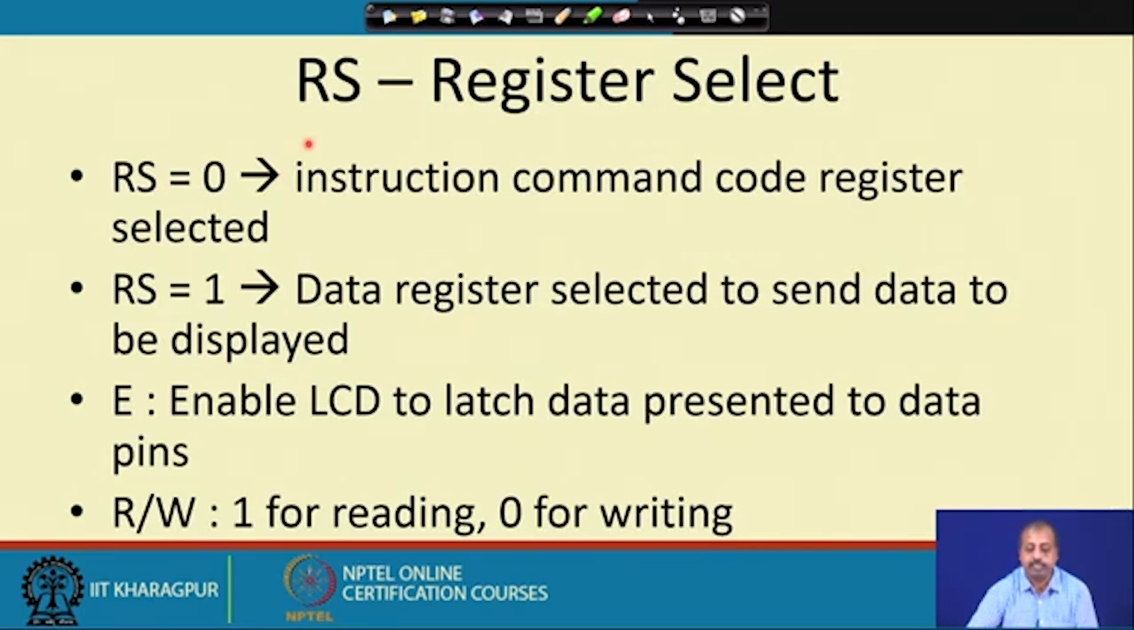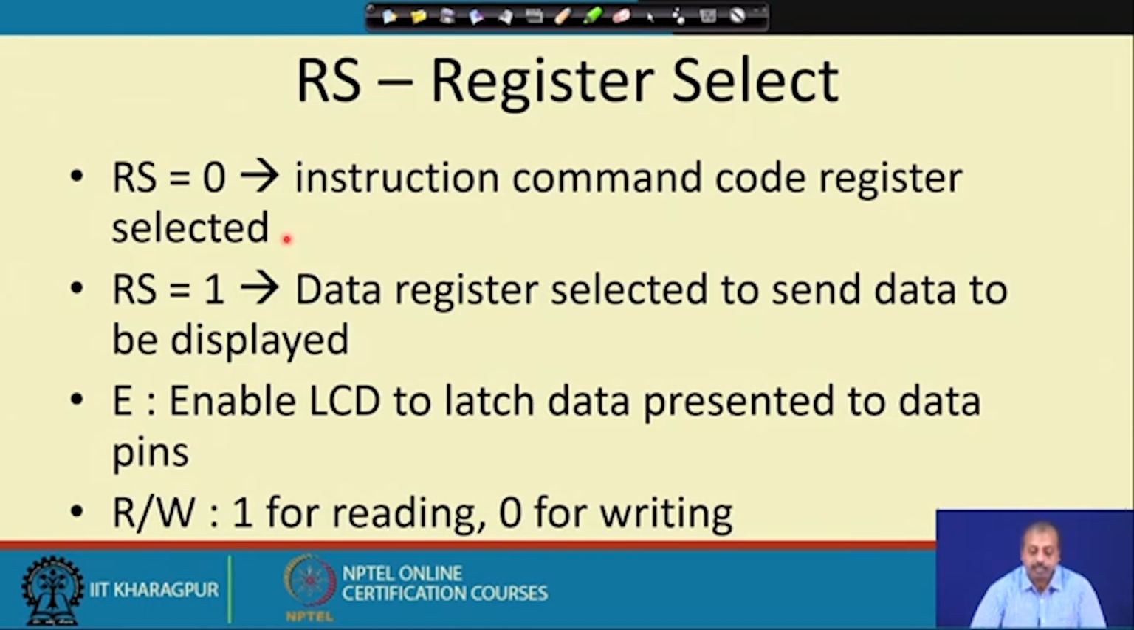Out of them, the register select is very important. If RS equals 0, then the instruction command code register gets selected. Whatever you are writing will go to the command port, as a command to the LCD panel, stored in the command code register. If RS equals 1, then the data that you are sending will be put onto the data register for display.